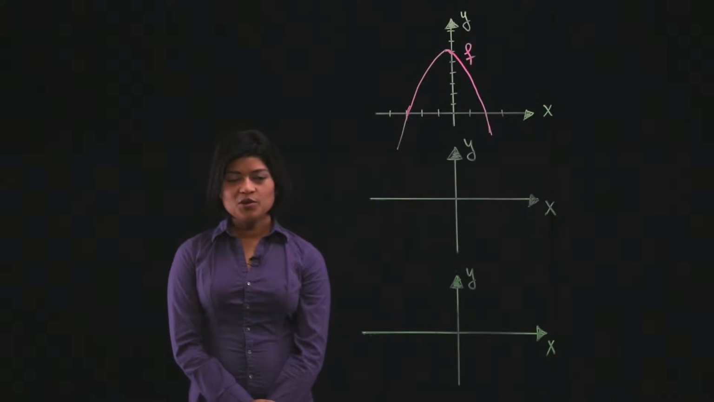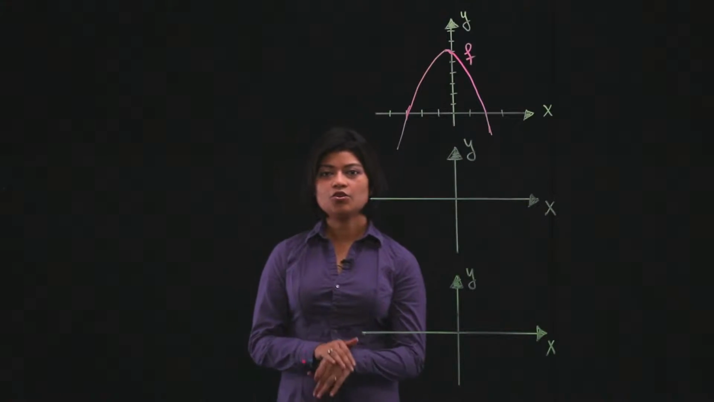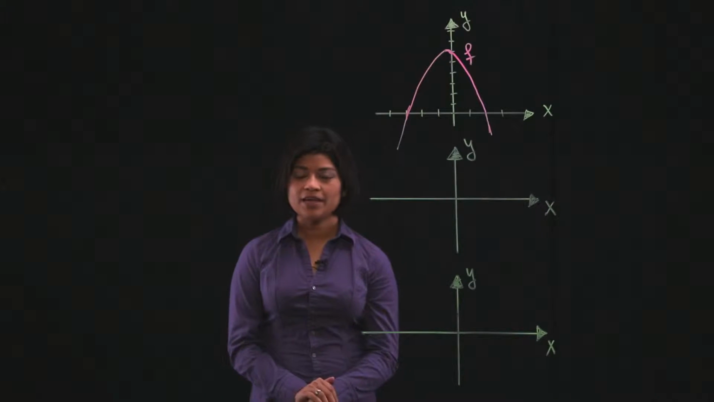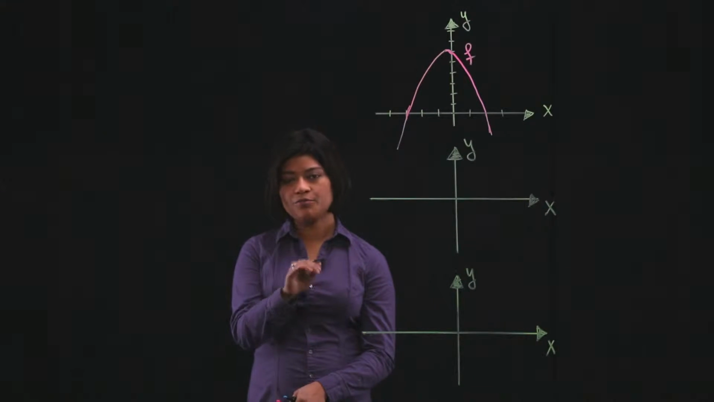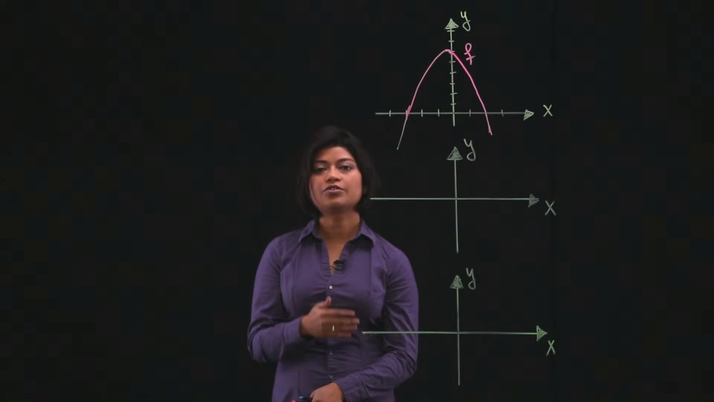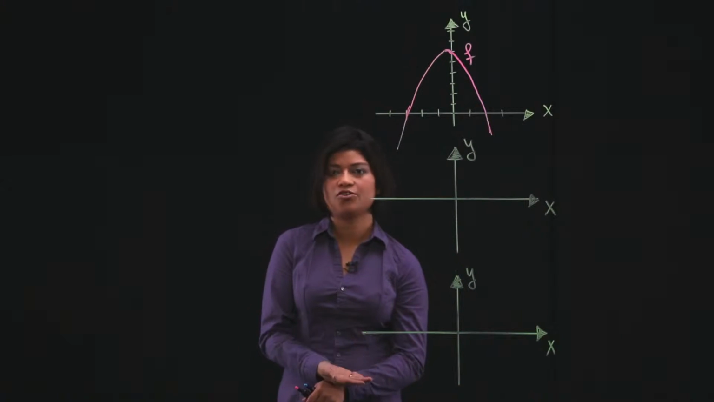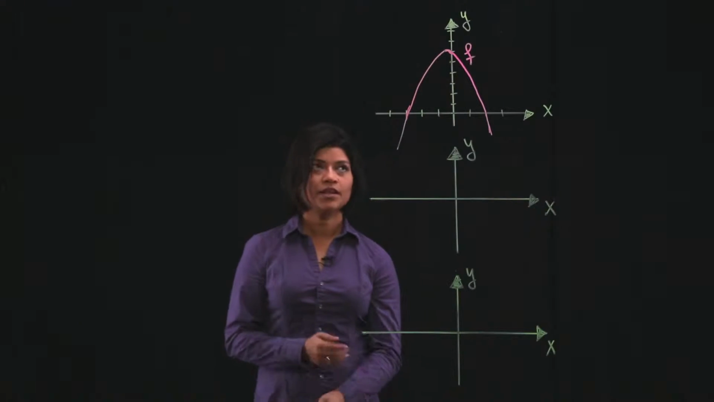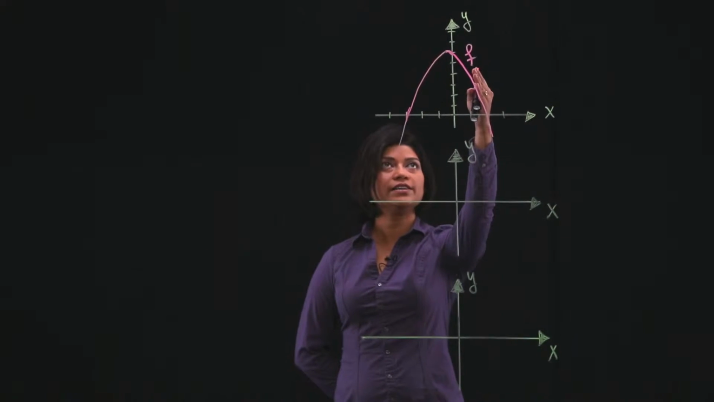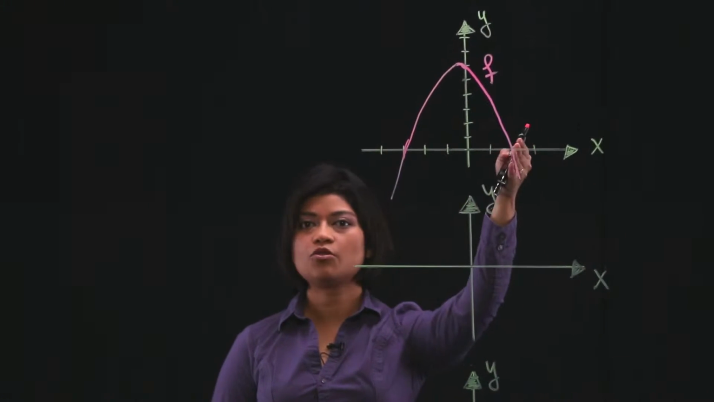Hello, I'm Papia. In this problem, we have the graph of a function f. And using that graph, we have to draw the graph of the first derivative, f prime, and the second derivative, f double prime. So the graph that's given to us is roughly drawn right here.